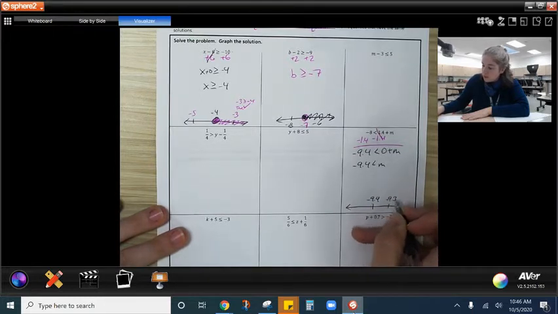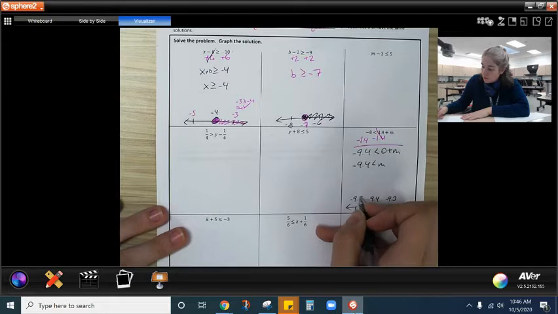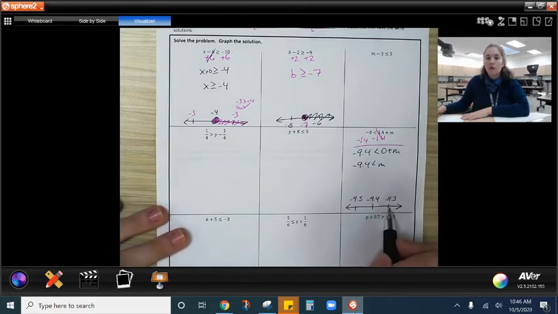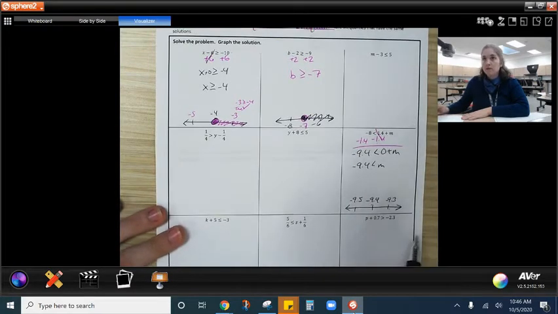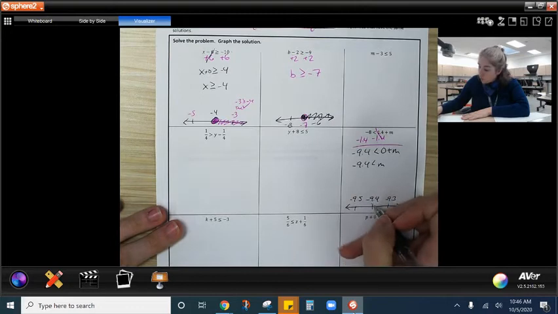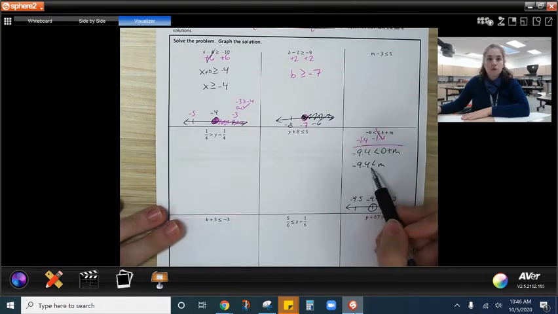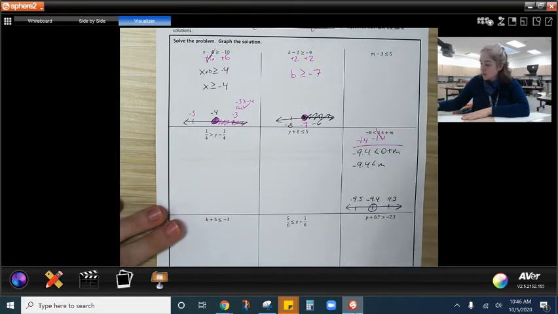This would be negative 9.3. This would be negative 9.5. Remember, it's better to only owe $9.30 compared to $9.50. So we get bigger going to the right. So I'm going to do an open dot here. Do we have an equal to? Nope. So it stays an open dot.